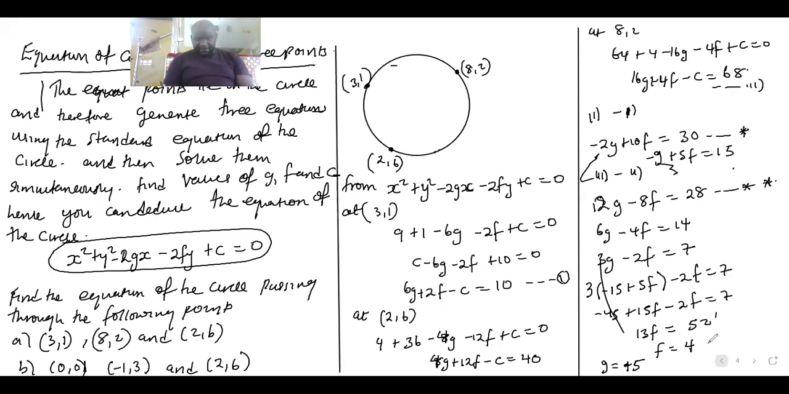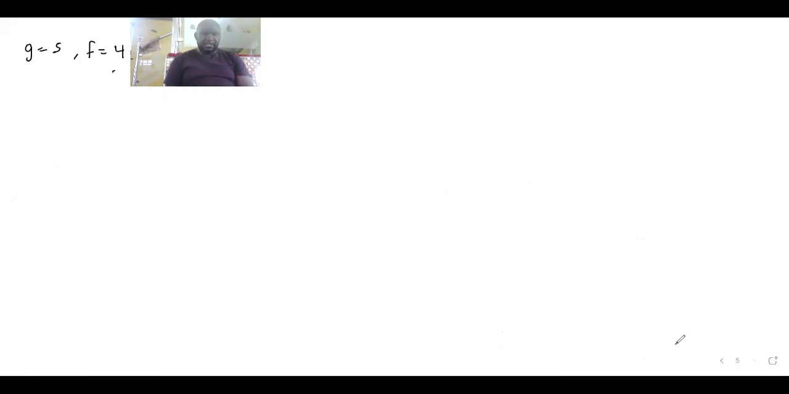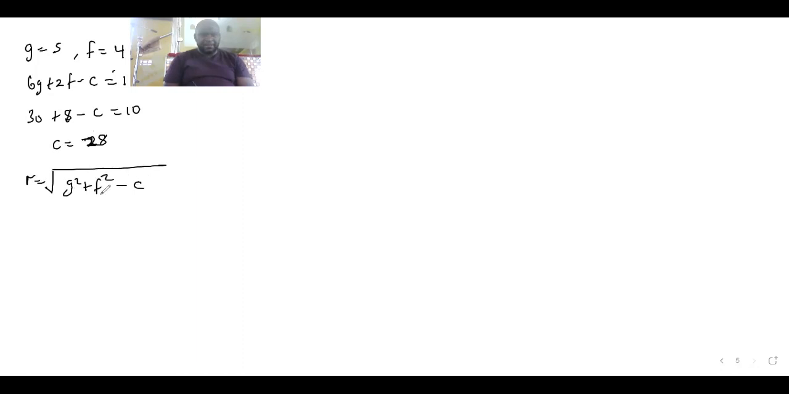We had 6g plus 2f minus c is equal to 10. So this is 30 plus 8 minus c is equal to 10. C is equal to 28. And now the c is consistent. Okay, so if I have c, I can find r from g squared plus f squared minus c.